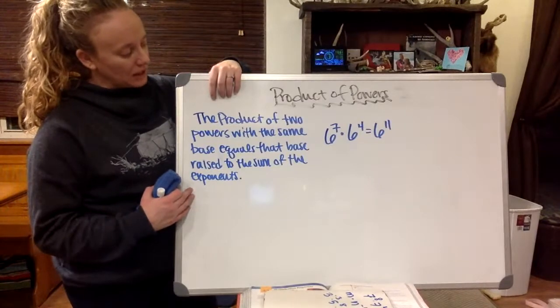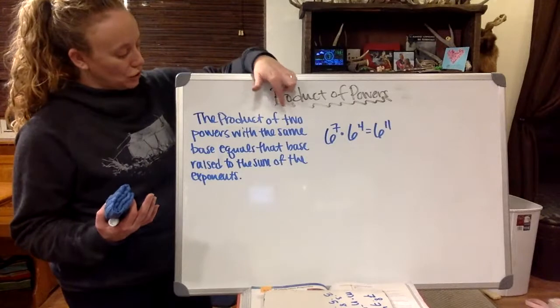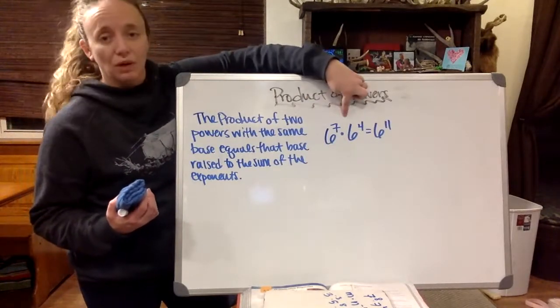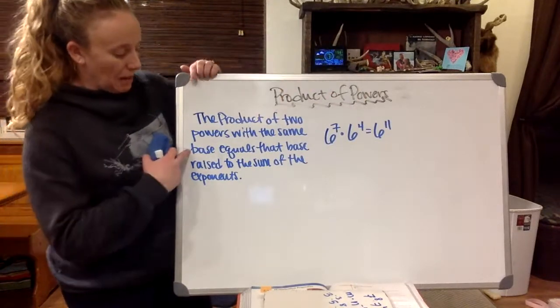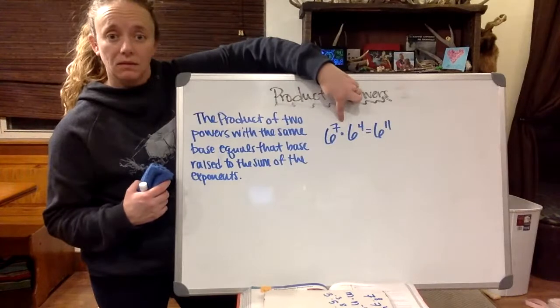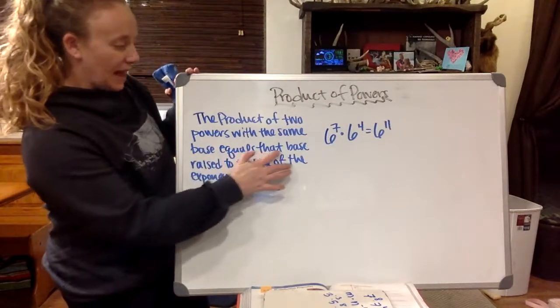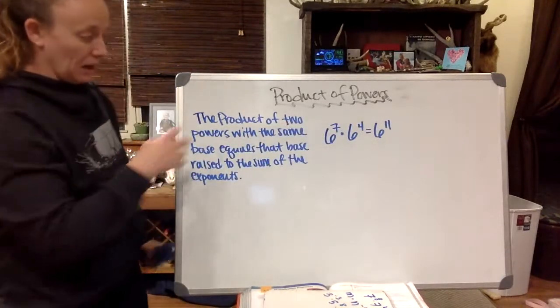The product of powers property tells us that the product, multiplication, of 2 powers, so 2 values with powers, 2 values with exponents, with the same base, the number in this one is 6, equals that base, so that's 6, raised to the sum of those powers.